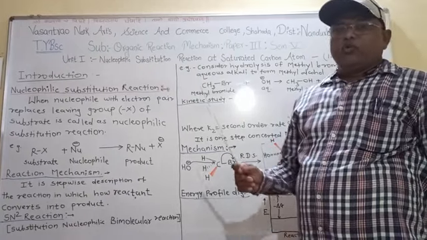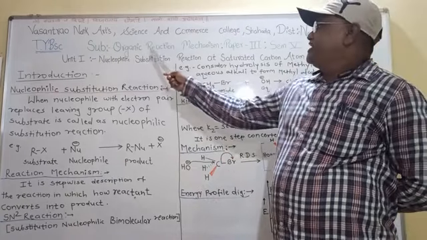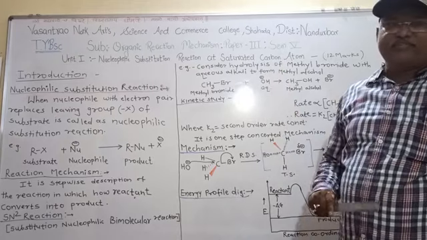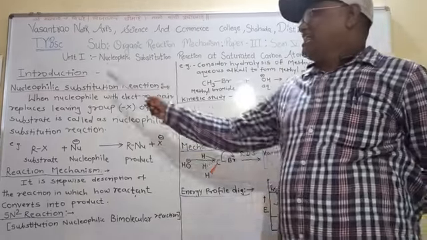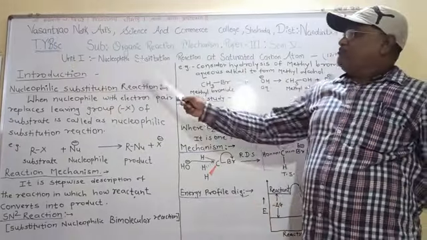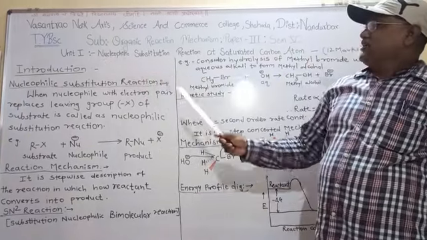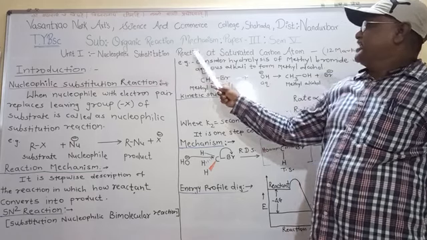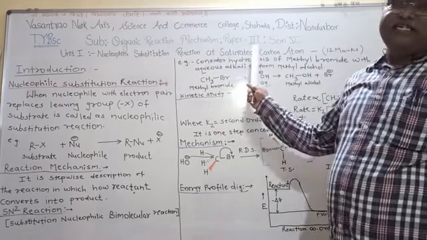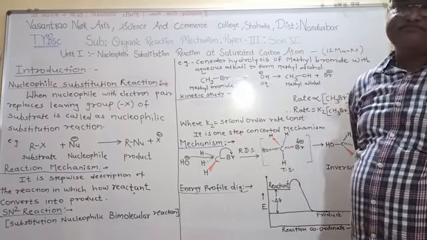Today, we are going to learn organic reaction mechanism, paper 3rd, semester 5th for the class TYBSc. Now, the first unit of this paper includes nucleophilic substitution reaction at saturated carbon atom. This unit has weightage 12 marks.